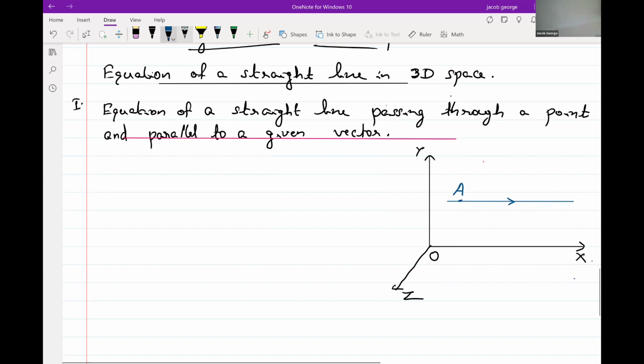And then a parallel vector will be given. So the parallel vector we mark as vector B. Vector B is a vector which is parallel to this given straight line. These two are given: a point on the straight line and a parallel vector. Did you complete the diagram till this? Yes, done till here.